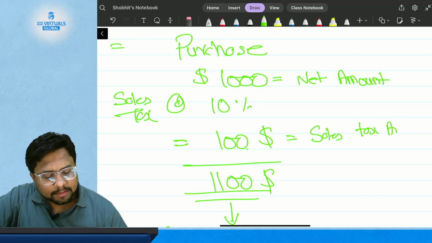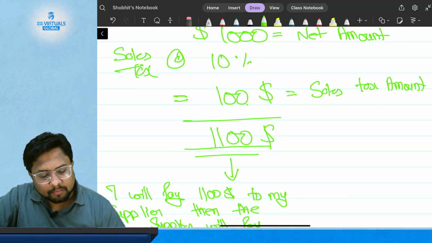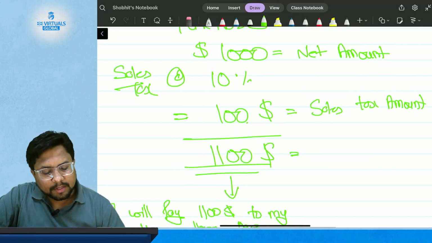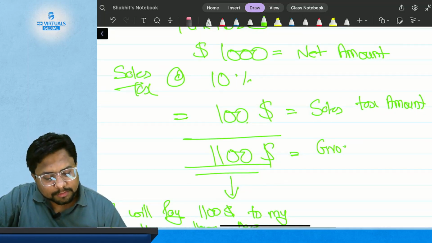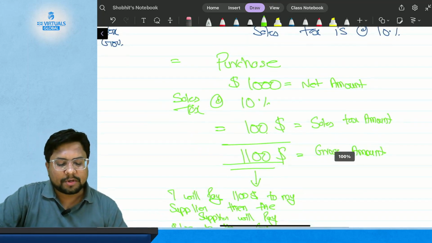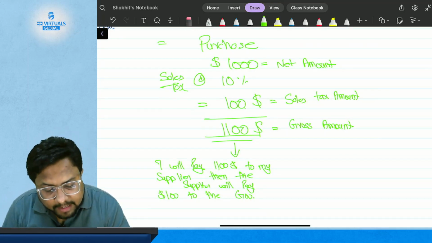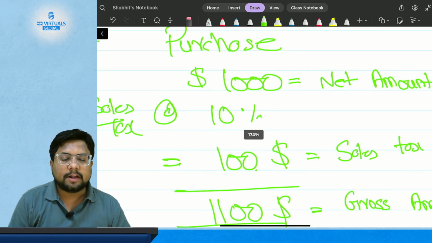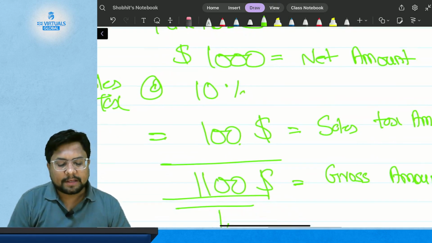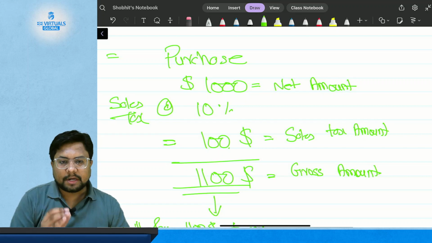This tax amount is known as the sales tax amount, and the sum of both is known as the gross amount. So whenever you purchase any goods or service, the tax will be charged on the net amount, and after charging tax, the amount you get is the gross amount. Okay, so this is regarding the purchase.